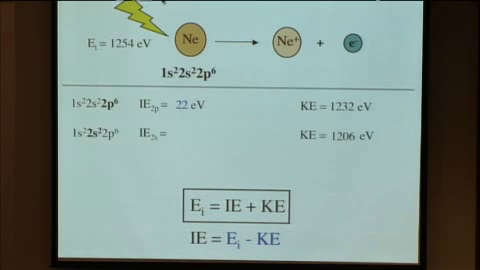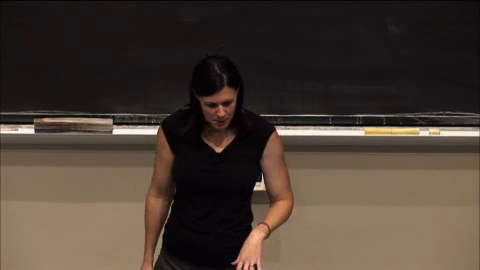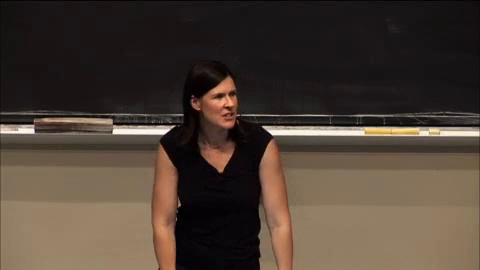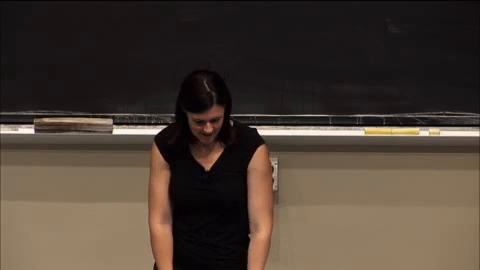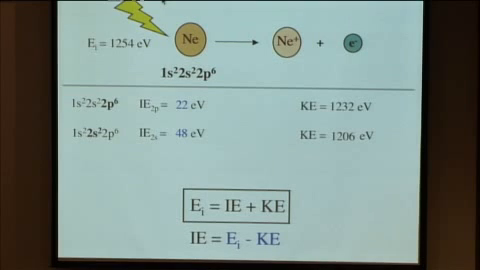We can do the same thing for the other observed kinetic energy. So for example, in the second case, we say that we see 1206 in terms of the kinetic energy. Same sort of subtraction problem. What do we have for the ionization energy of the 2s electron? Good quick math. All right, so 48 electron volts.